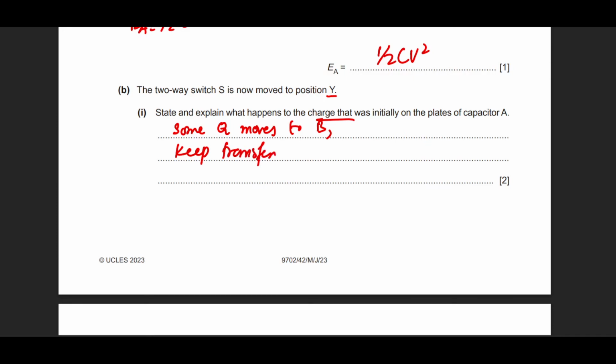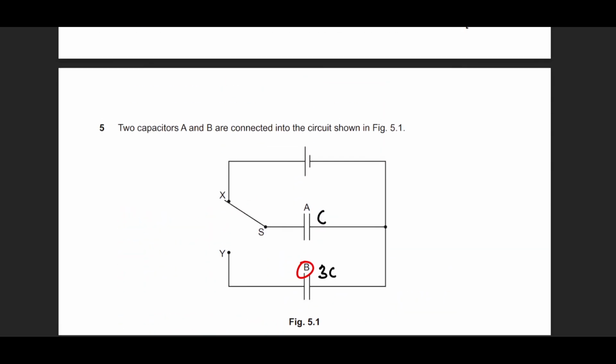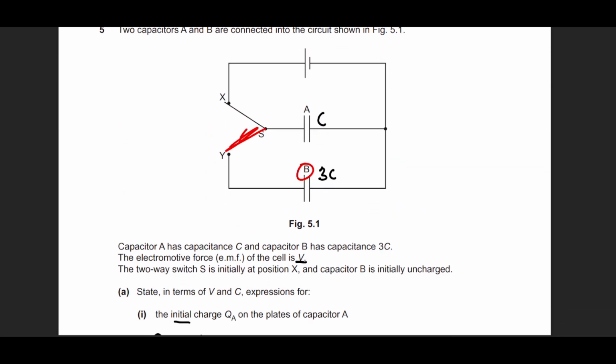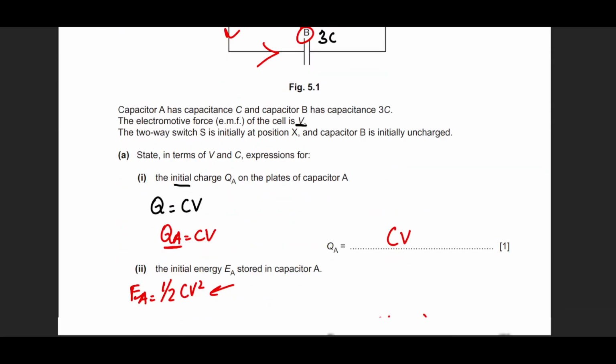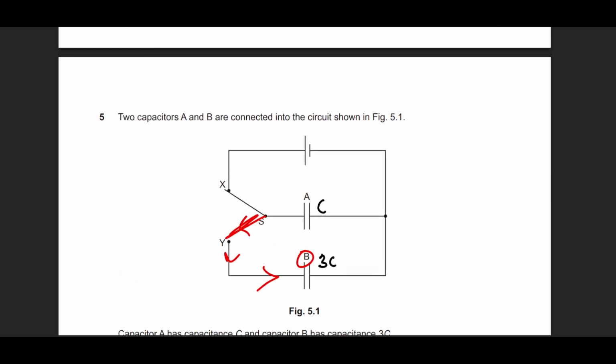It will keep transferring until both have the same voltage, or their voltages become equal. So up till that point, the current will keep flowing. For example, if the switch is moved to this position, the current will keep flowing. Okay, fine, no problem, right?